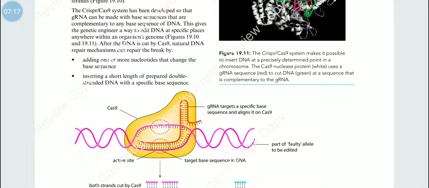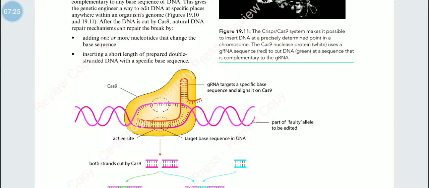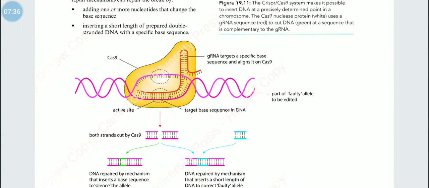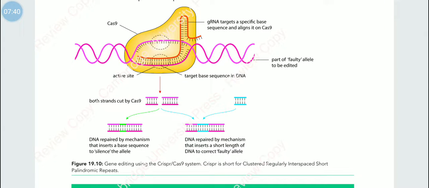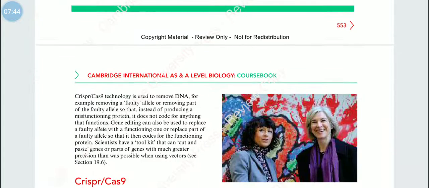After Cas9 has cut the DNA, the natural DNA repair mechanism will repair the break by, number 1, adding one or more nucleotides that change the base sequence; number 2, inserting a short length of prepared double-stranded DNA with a specific base sequence. I would suggest that you pause the video and draw this figure 19.10 so that you would understand it better.